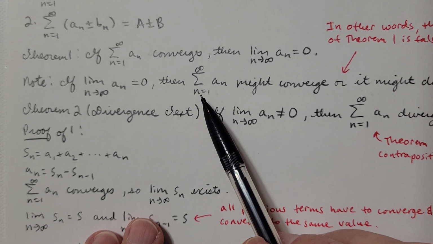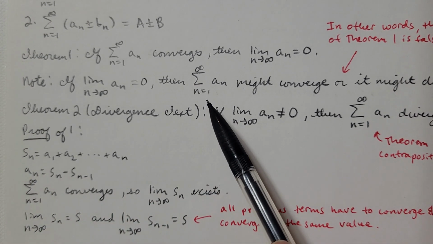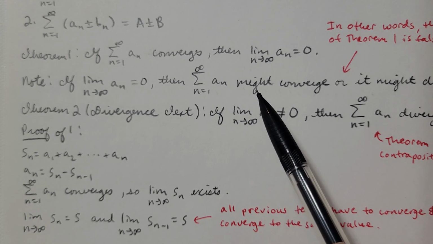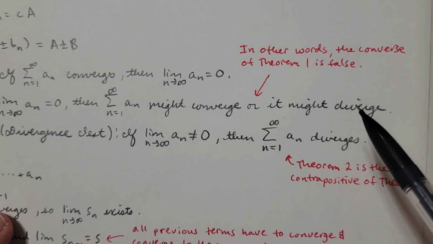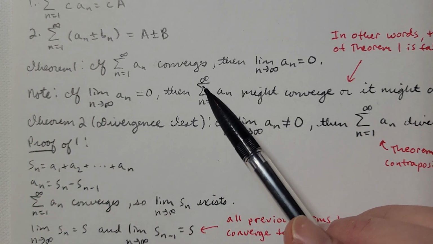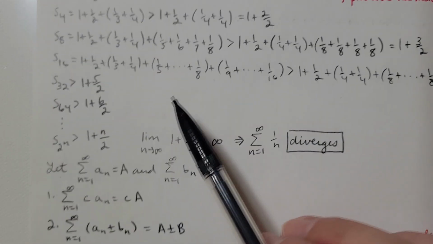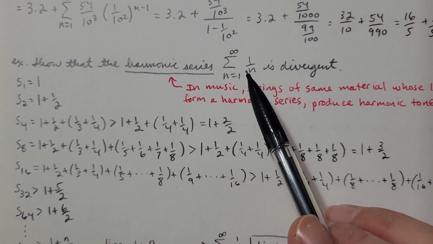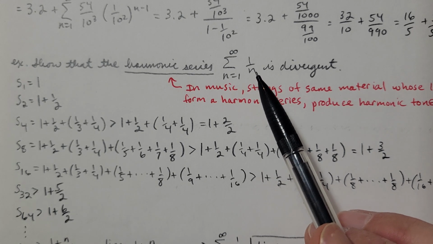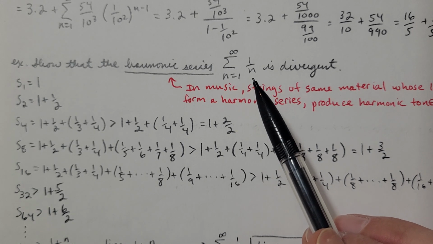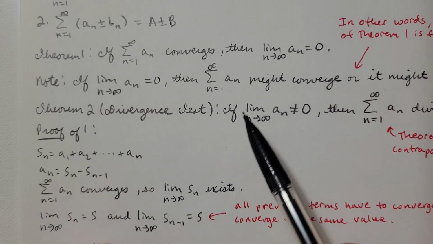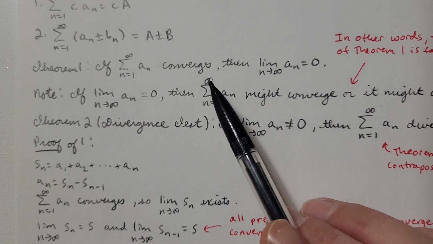Don't do that. If the limit as n approaches infinity of a sub n is equal to 0, then the series given by the summation as n equals 1 to infinity of a sub n might converge or it might diverge. We don't know. Here's an example, the harmonic series. The limit as n approaches infinity of 1 over n is equal to 0, but I have a divergent series. We've already said that.